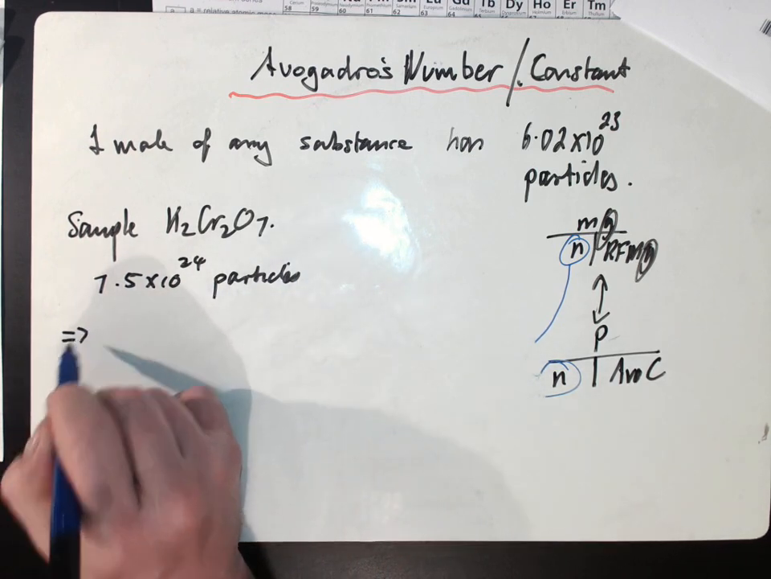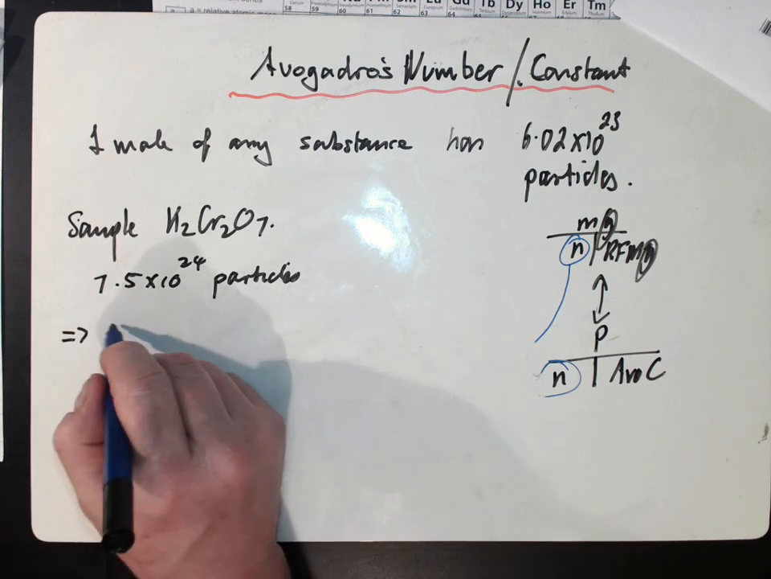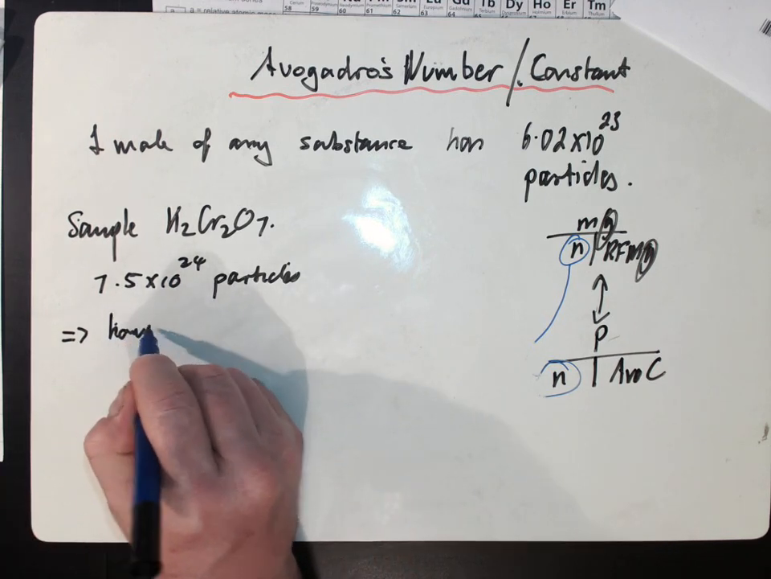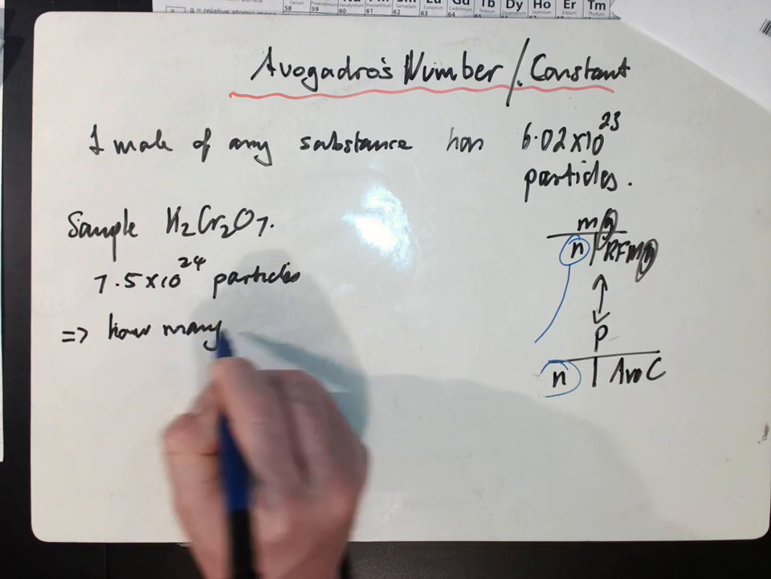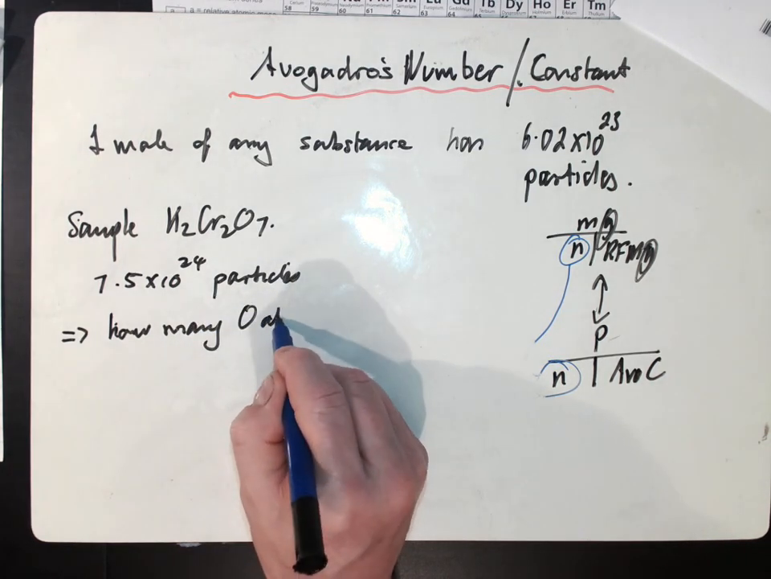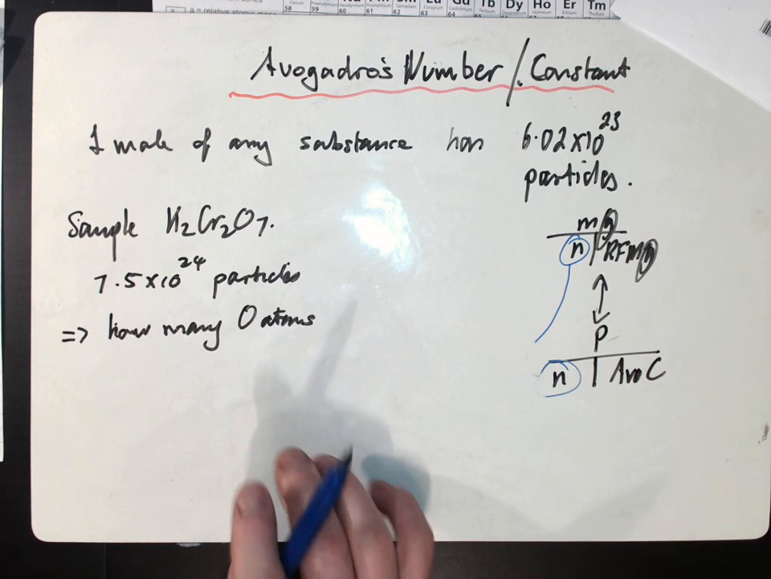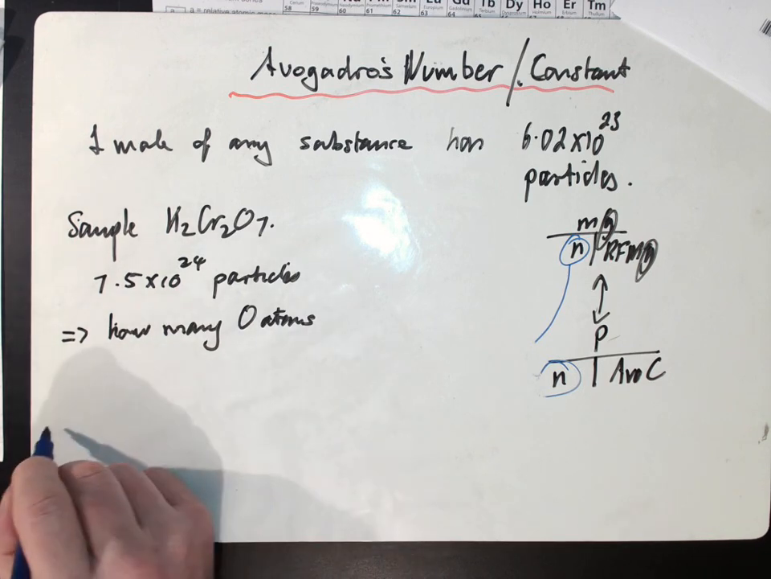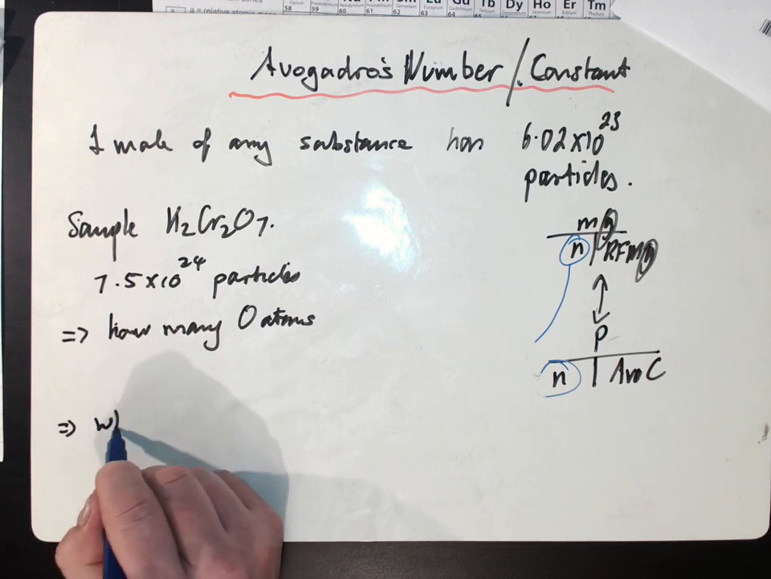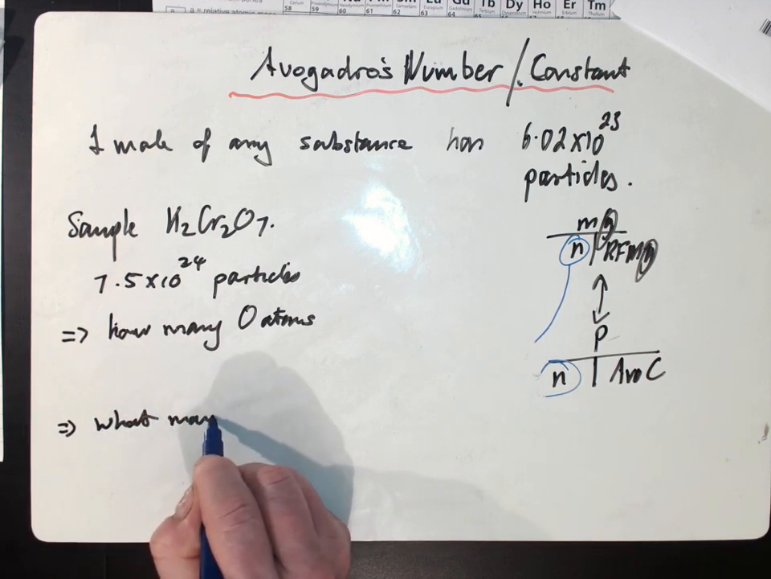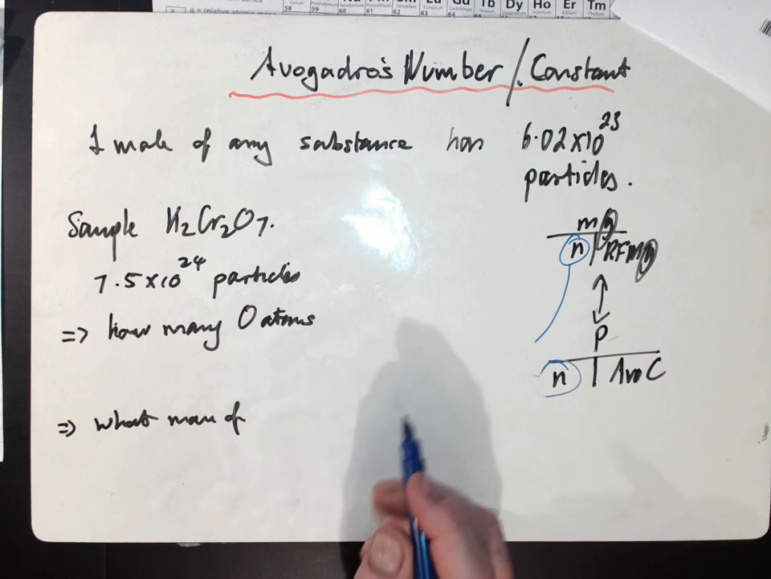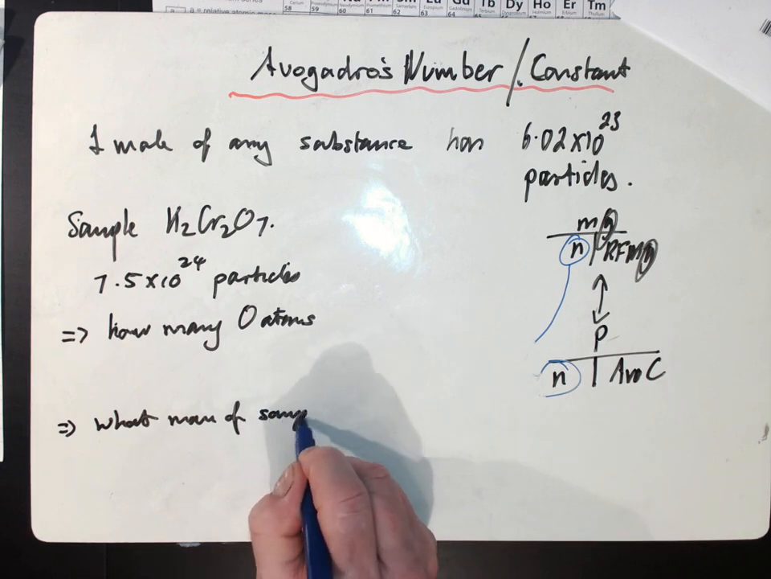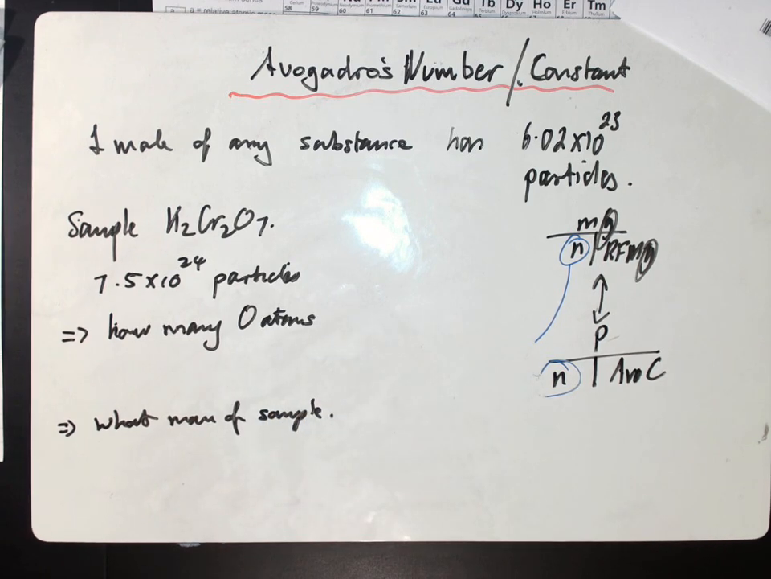Okay, then the question might come, how many oxygen atoms would be in that sample? Okay, the question might also come, what mass of sample do we have? Okay, I'm just trying to think of ways that the examiner might twist around these questions to challenge you.